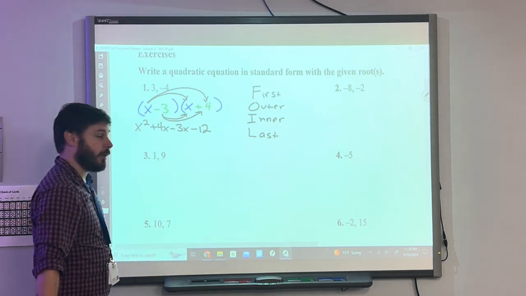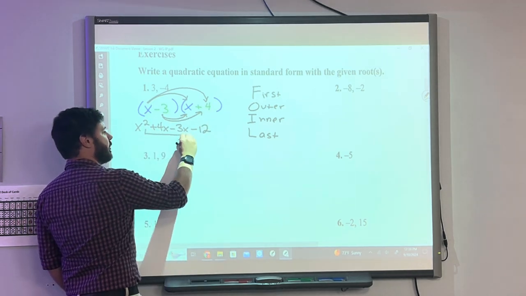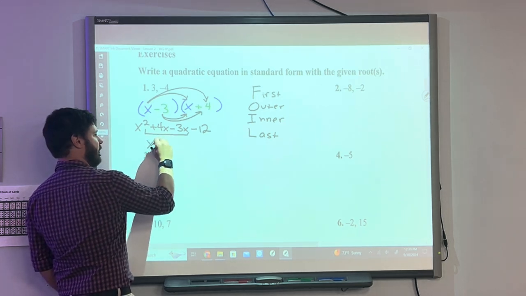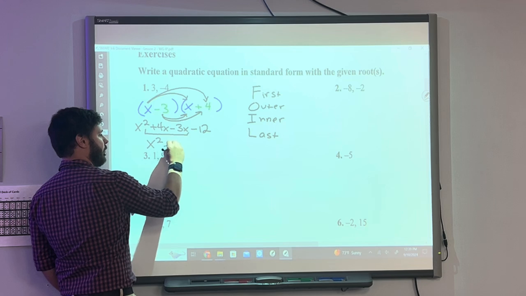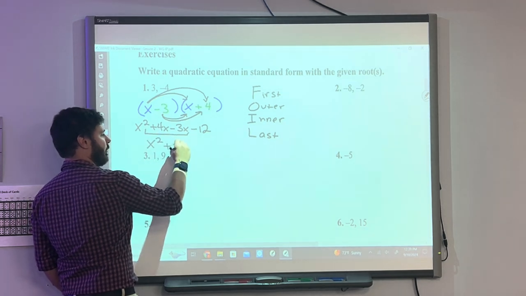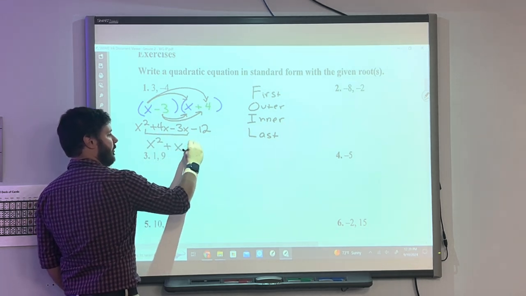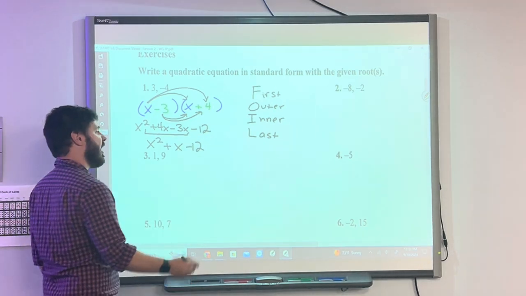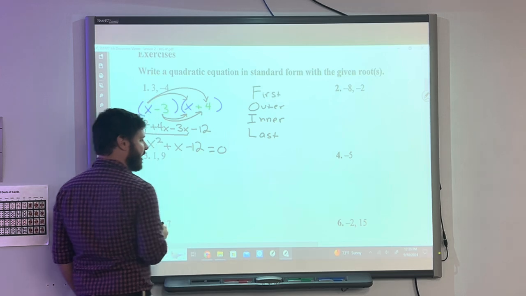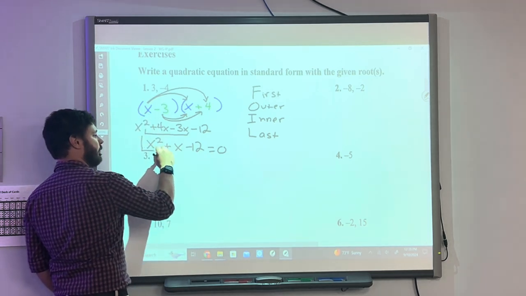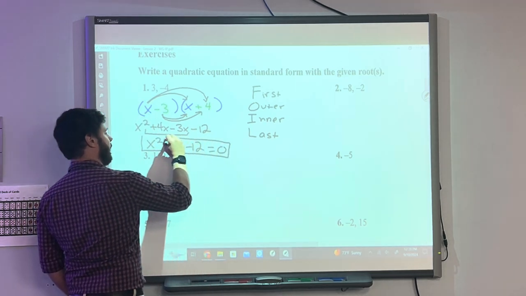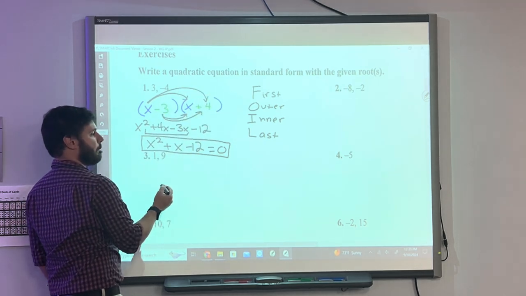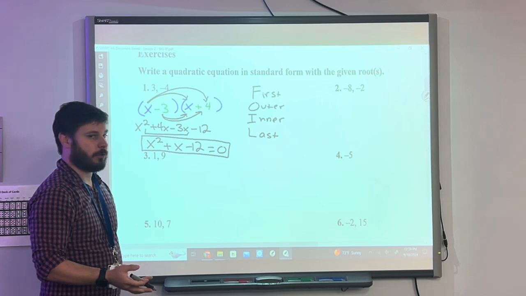If I did it right, my middle stuff here should be able to combine. So my final answer is x squared plus 1x, because 4 take away 3 is still 1, minus 12. And then the only special thing about a quadratic is that it needs to equal 0, so we tack that onto the end. This is the final answer. This is a quadratic equation in standard form with the given roots.